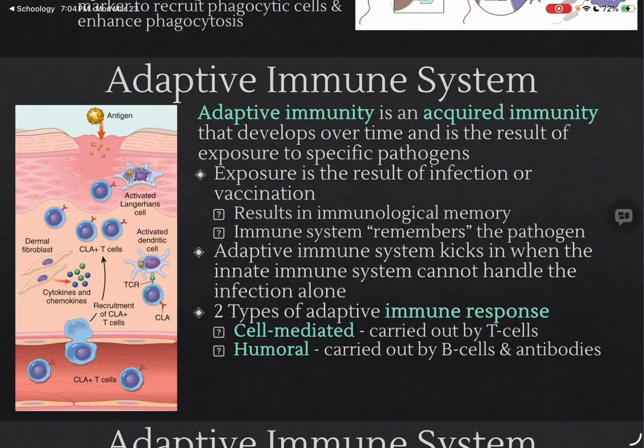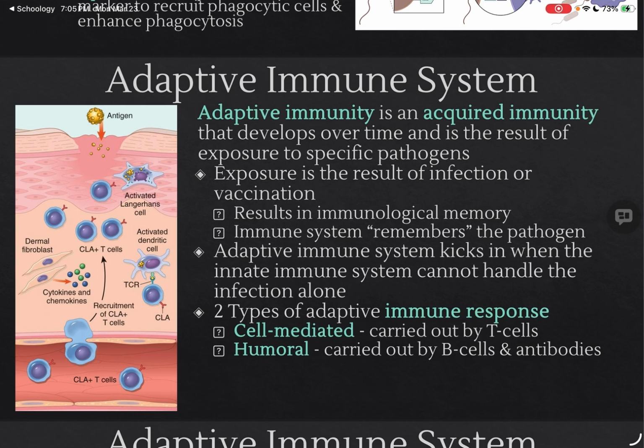Now moving on to our adaptive or acquired immune system. Adaptive immunity is an acquired immunity, which is why they're essentially synonymous. It develops over time, and it's the result of exposure to specific pathogens. The exposure is the result of infection or vaccination, which, again, we talked about: vaccinations are either mutated, live, or dead strains of a particular pathogen. You're injected with it, and then your body is meant to fight it off and remember how it fought it off, so when it encounters it again, it can fight it off easier.